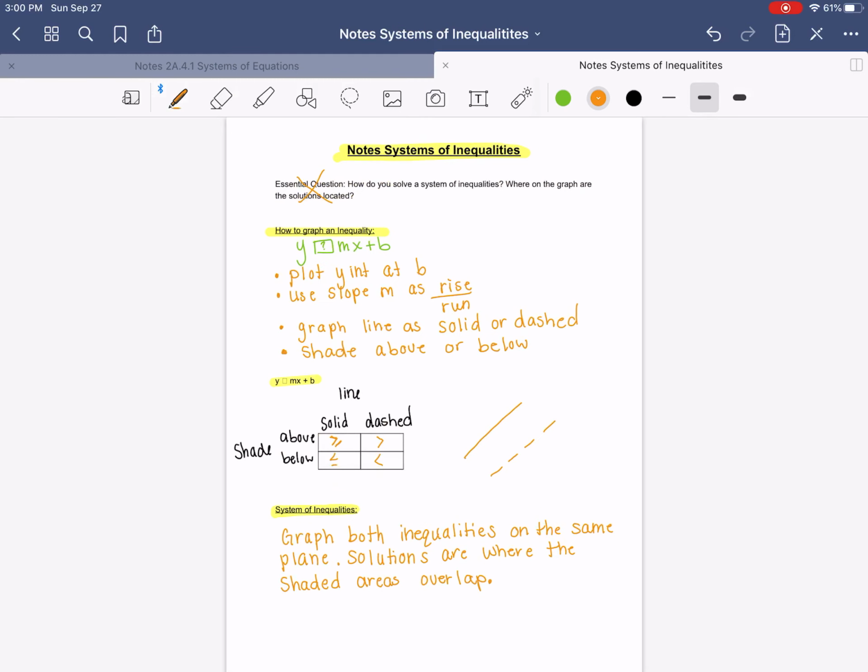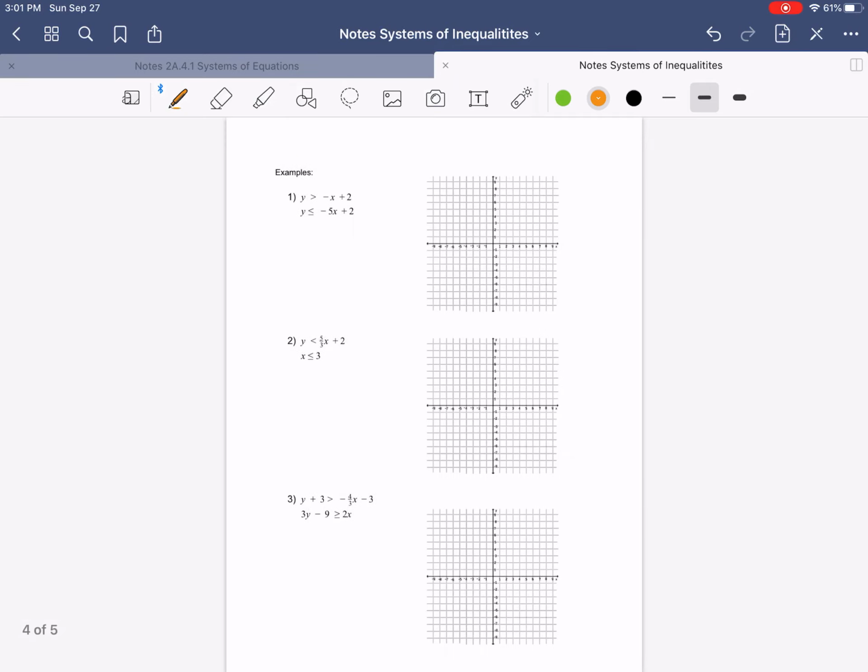All right, so we're going to go do some examples of this. So this is like the notes part of your slide, and then the other side of your slide will be examples. So when you flip it over to your examples page, you want to write down your examples. Our example number 1 is y is greater than negative x plus 2 and y is less than negative 5x plus 2. You're going to want to draw a little coordinate plane. I did all mine like positive 10 to negative 10 in all the directions.